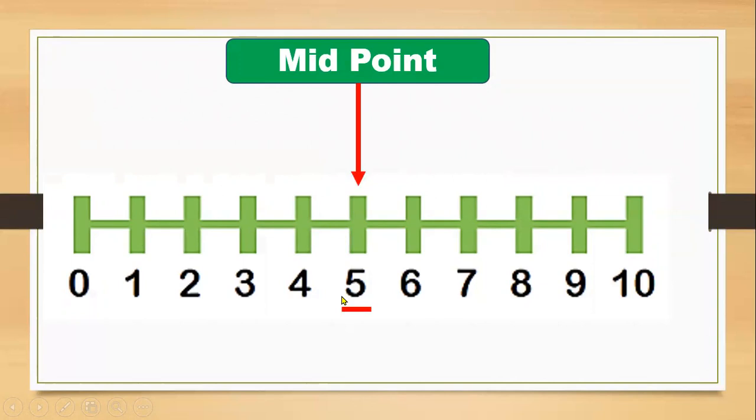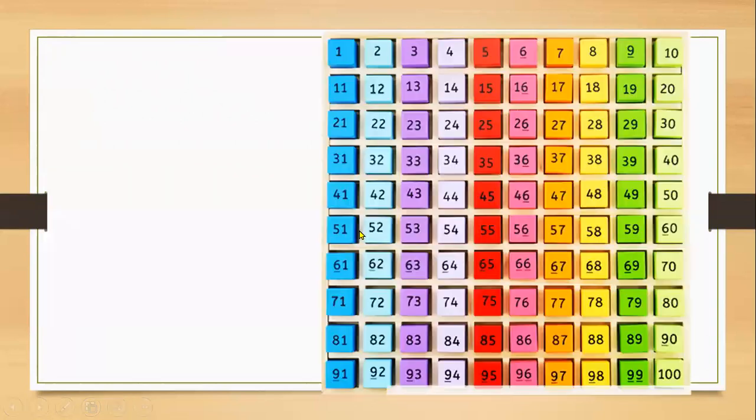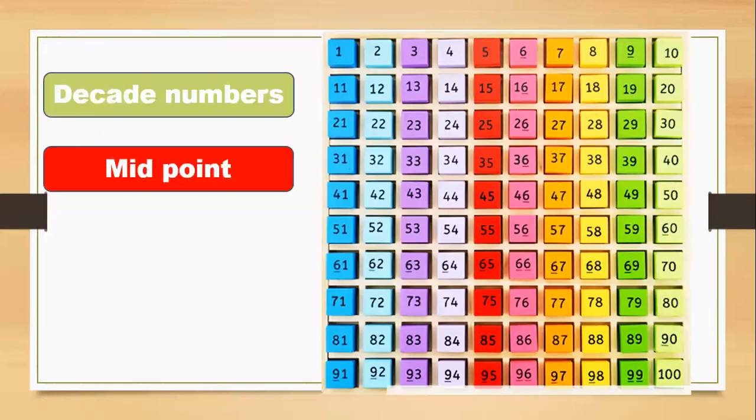Look at this. Now, can you find the midpoint numbers from this chart? Yes: 5, 15, 25, 35, 45, 55, 65, 75, 85 and 95. These are the midpoint numbers. And what are the decade numbers? You have to start from 10 to 100.